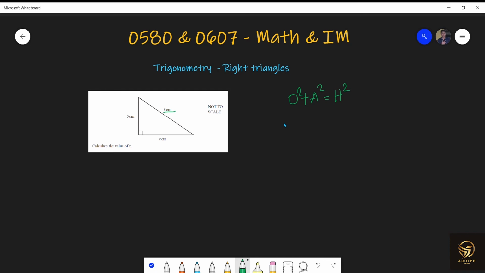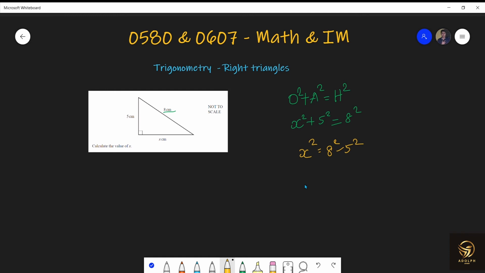So if you are substituting the values here, we are getting opposite is x square. Just consider, plus adjacent we can think of as 5 square, that is equal to 8 square. If you are going to solve this, then we want to find out x square, so let it be on one side and move all the known values to the other side, and that is what we will do for algebra. It's going to be 8 square minus 5 square.